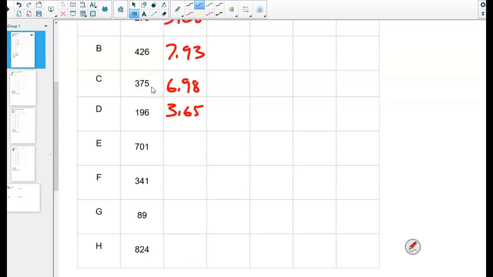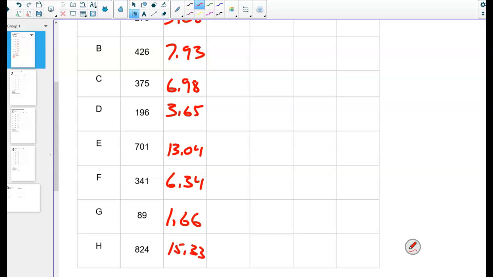So essentially this number is 701 divided by 53.75. So this becomes 13.04. This becomes 6.34. 89 divided by the 53.75 is 1.66. And then 824 divided by the 53.75 is 15.33. And that's how we get our standard quota.